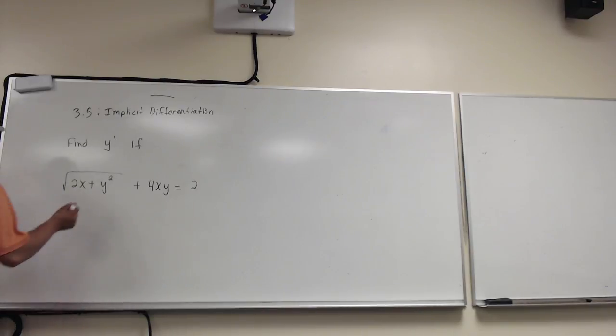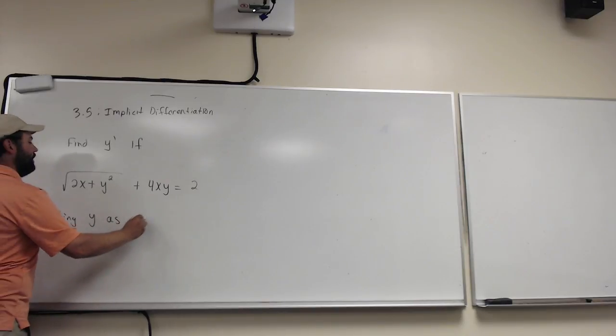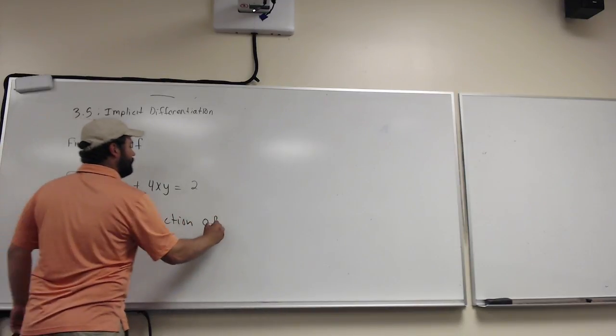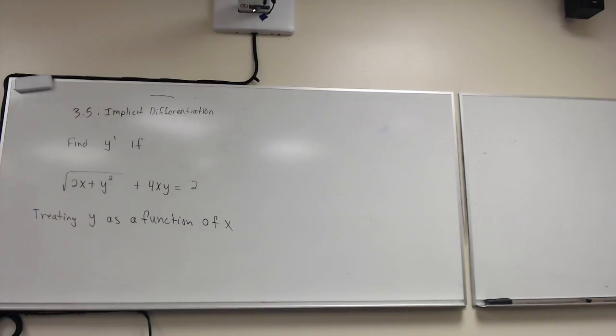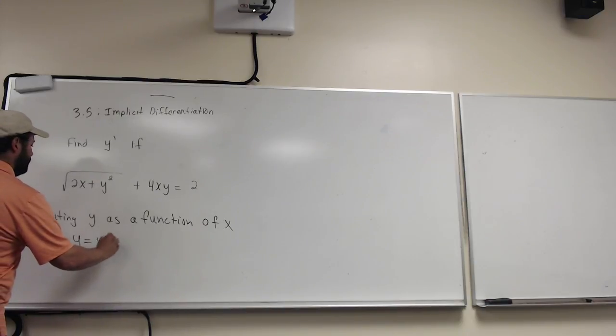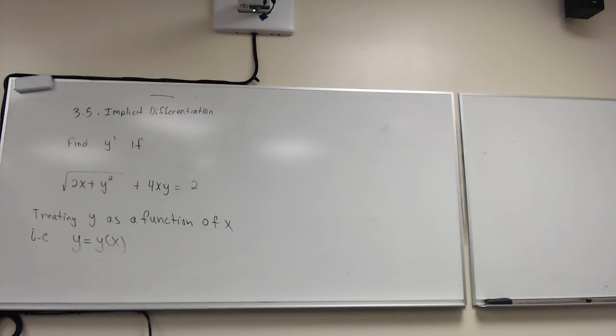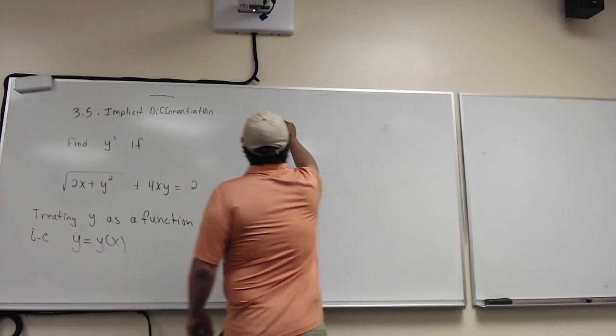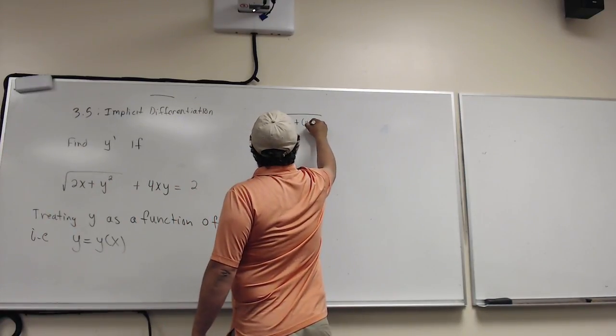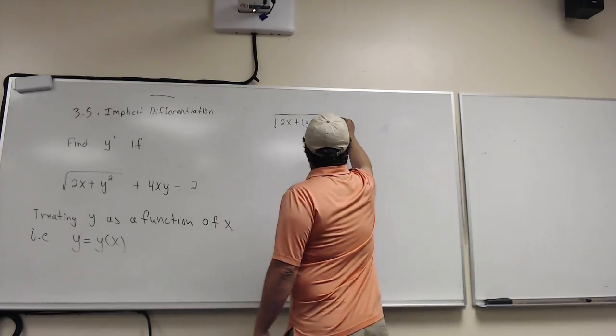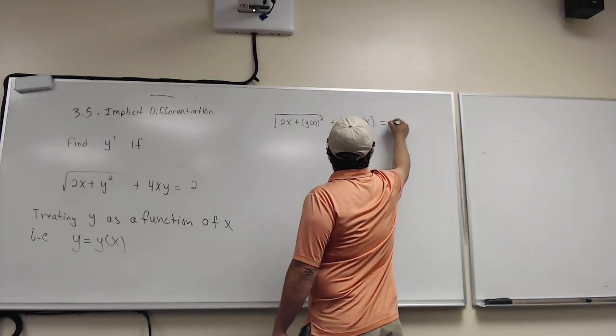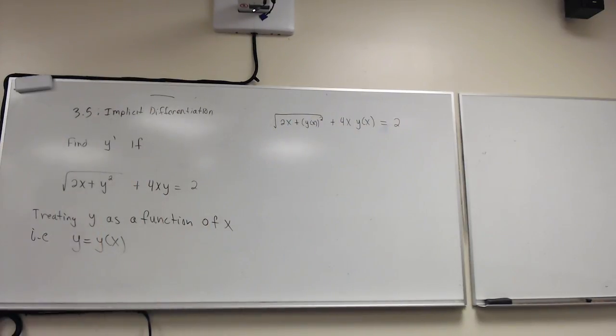So to help you out, if I'm finding y prime, we're treating y as a function of x. So we're saying, let's just pretend y is the dependent variable and x is the independent variable. Let's write y equals y of x. That way you'll see the function notation. It might help you when you find the derivatives. So I'm going to rewrite the equation now. This is 2x plus y of x squared plus 4x y of x equals 2. Now you actually see y as a function.